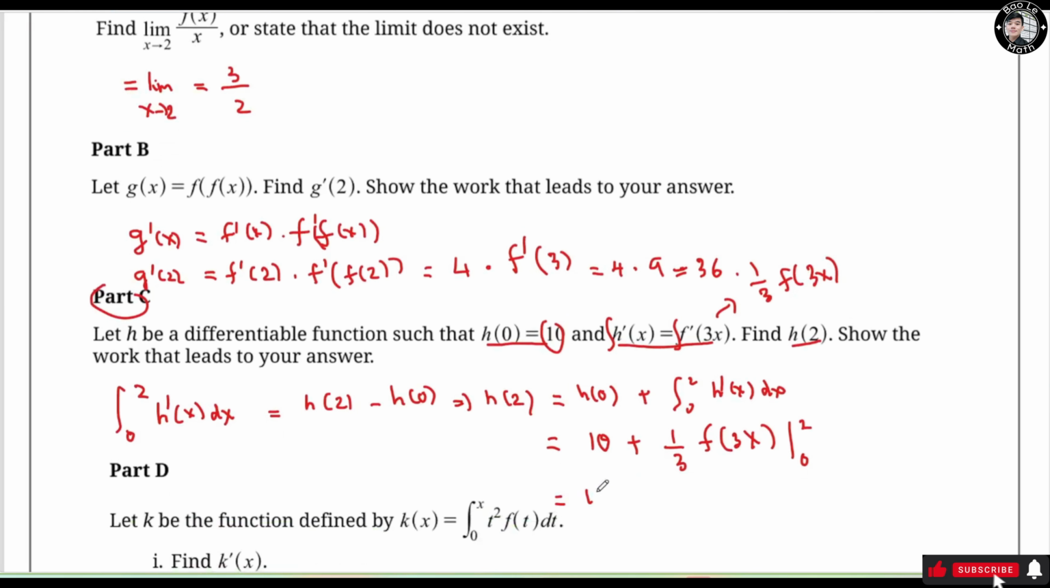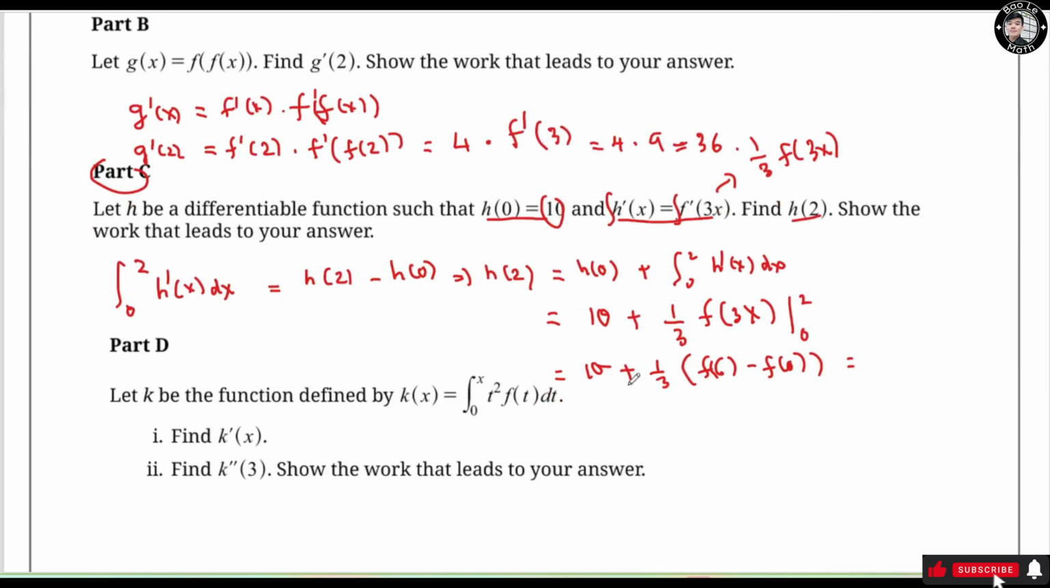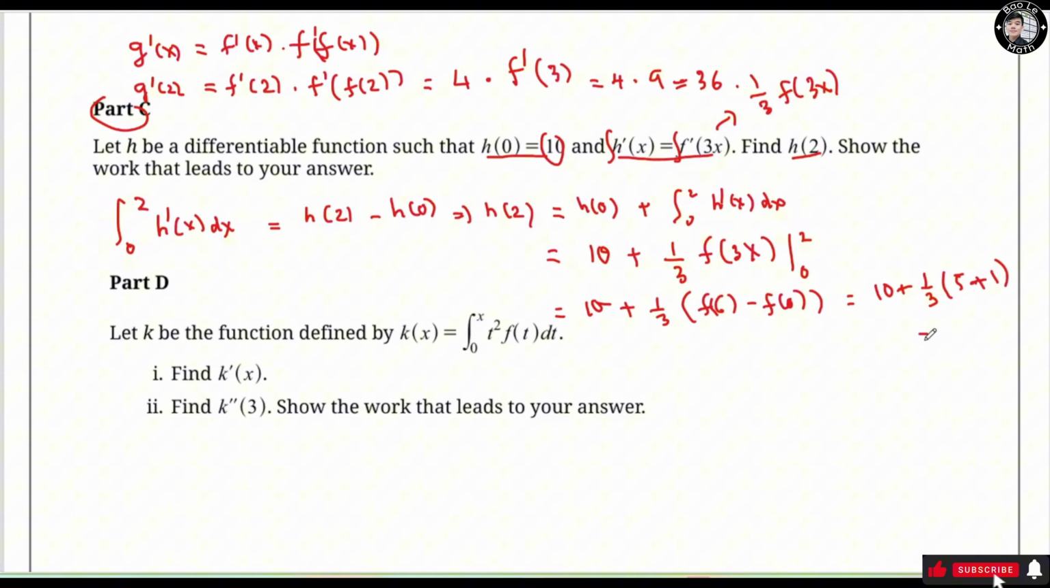So it's going to be 10 plus 1 over 3 f of 6 minus f of 0. Now we substitute the values: f of 6 is 5, f of 0 equals -1. So the answer must be 12.